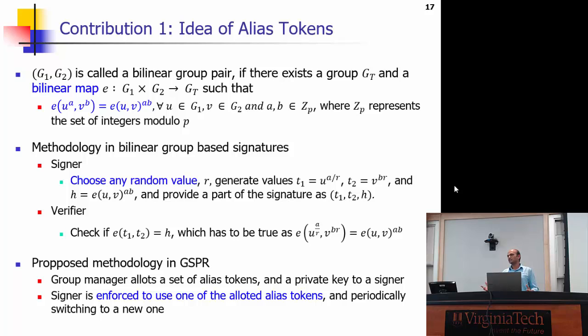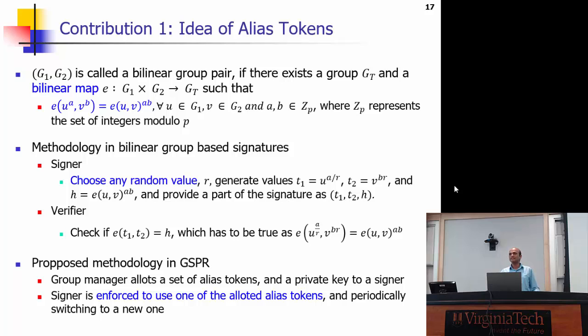The basic methodology used by group signatures to come up with a good scheme is that you choose a random r and generate a value t1, which is u raised to the power a divided by r. Then you generate a value t2, which is v raised to the power br. Then you generate a value h, which is the function E(u, v) raised to the power ab, and provide t1, t2, h as part of the signature.